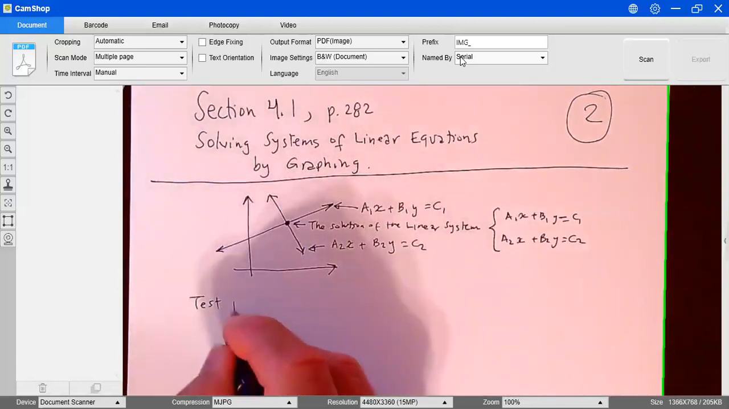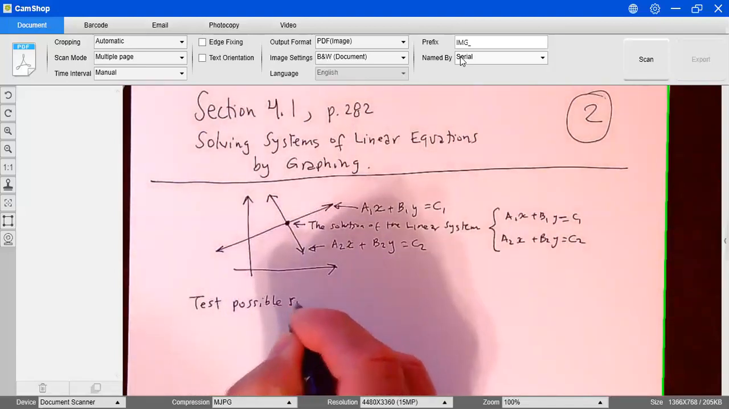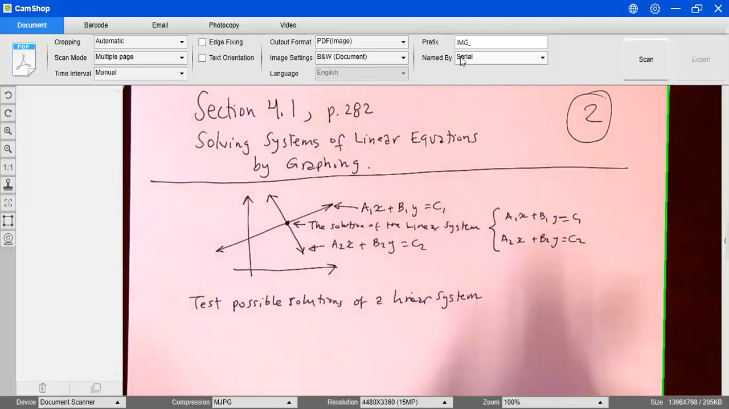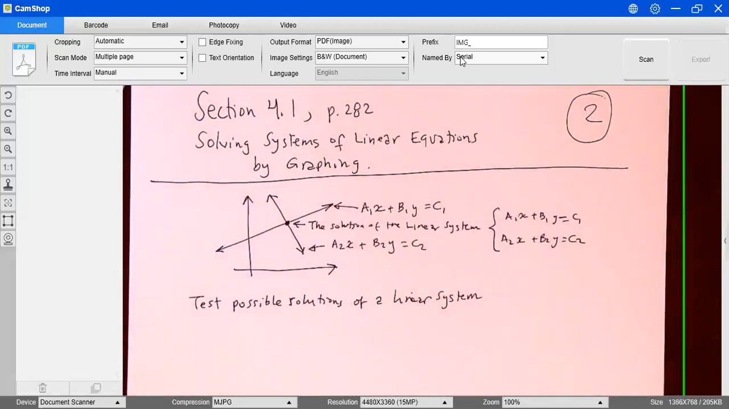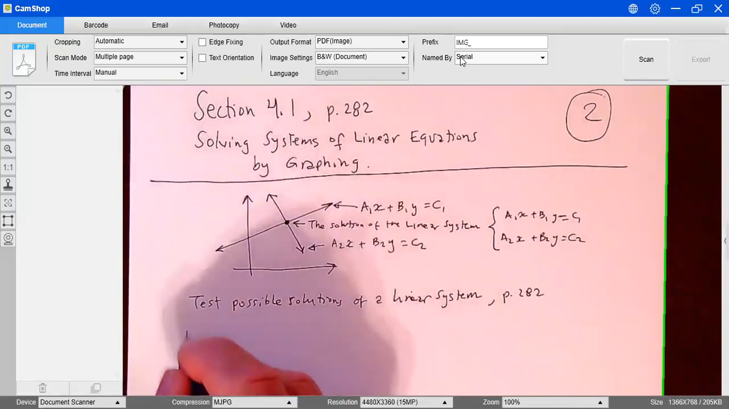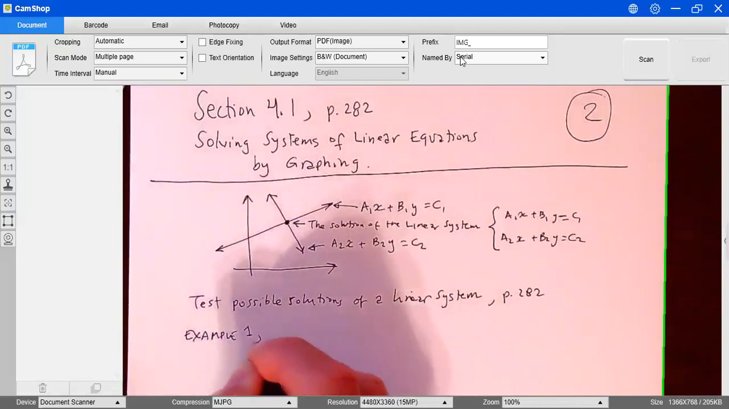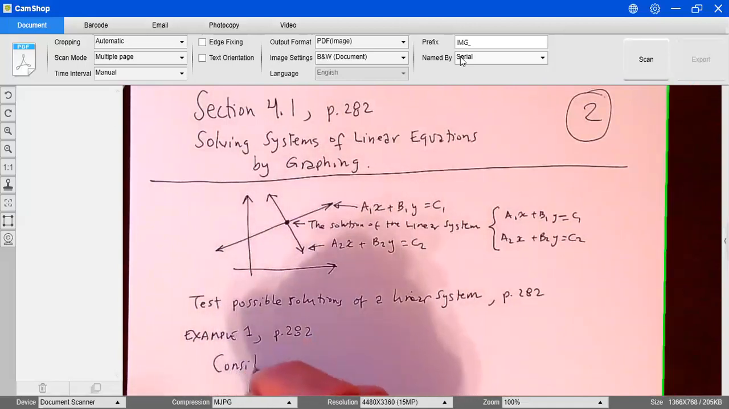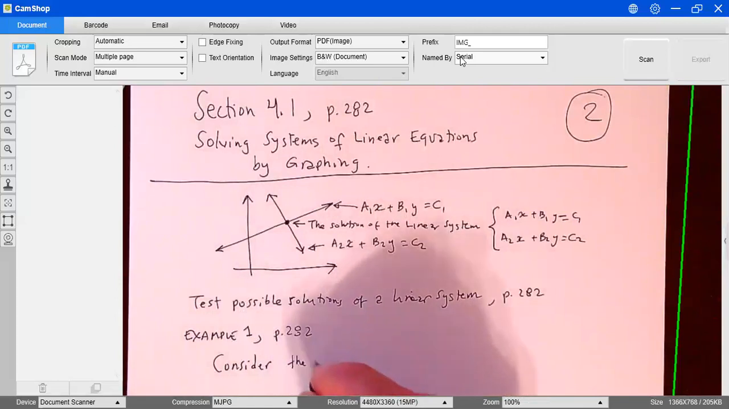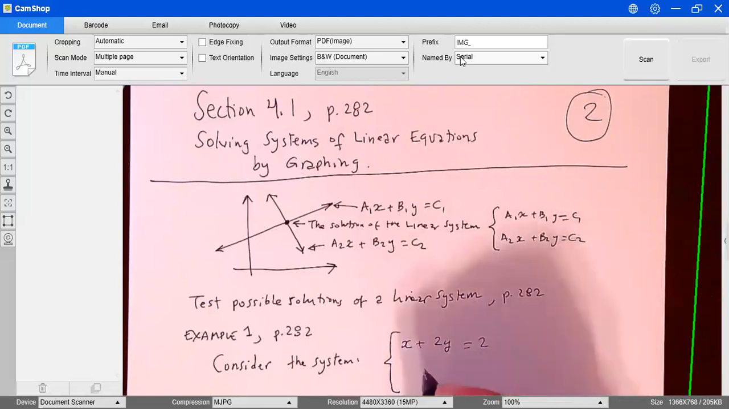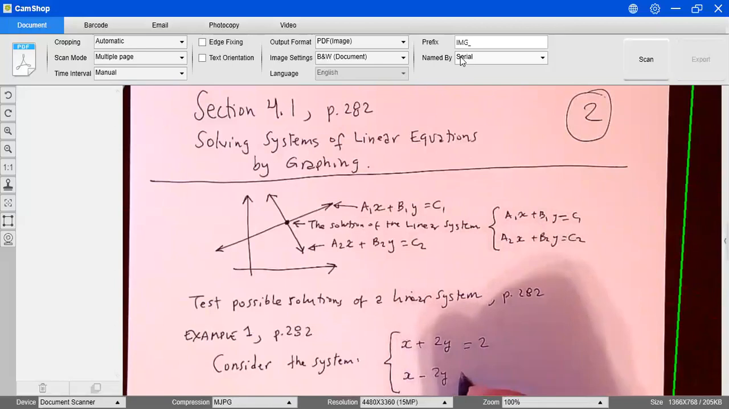So we're going to test possible solutions of a linear system. So this is covered on the same page, 282. And to understand this, we're going to solve just an example. So we have example 1 on the same page, and we're going to have a system. So consider the system, and the system is comprised of these two equations, x plus 2y equals 2, x minus 2y equals 6.